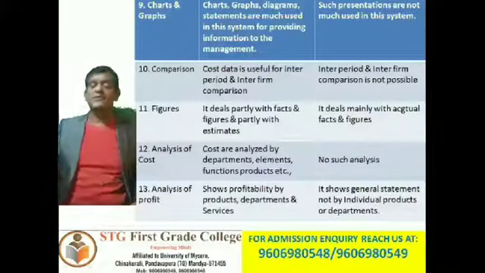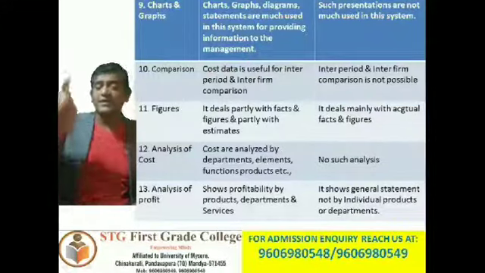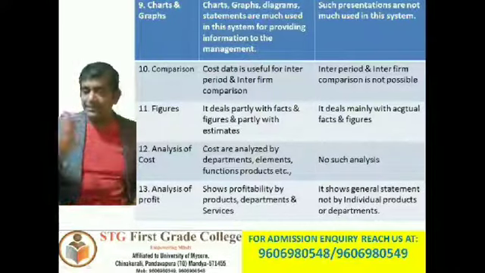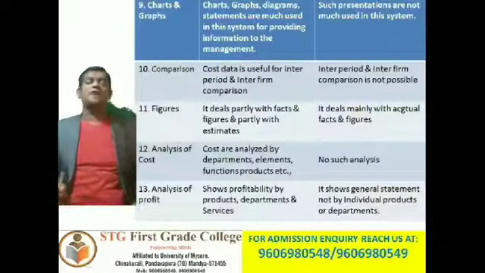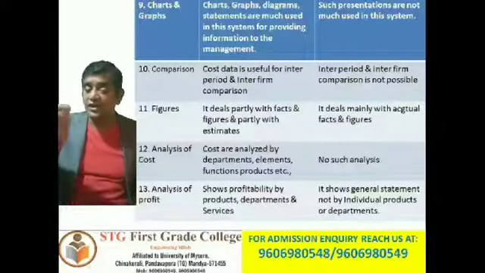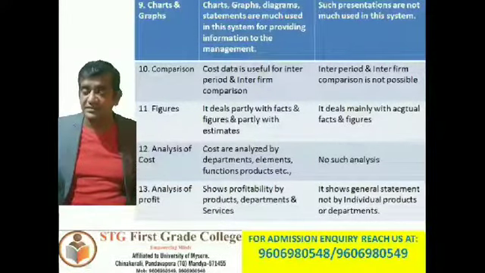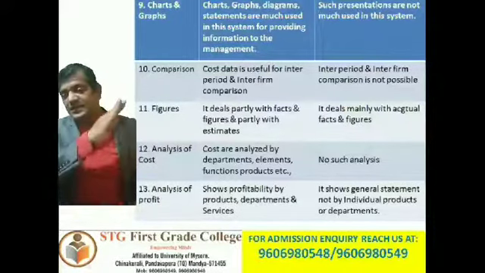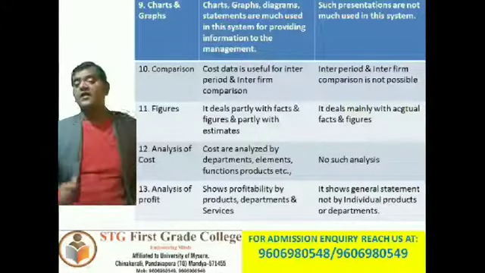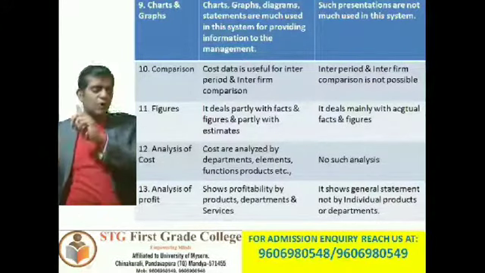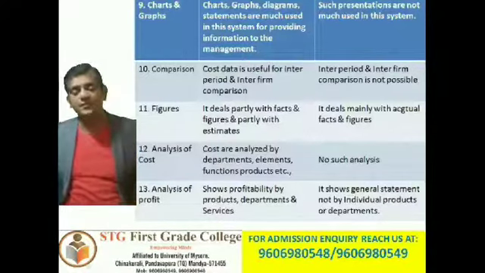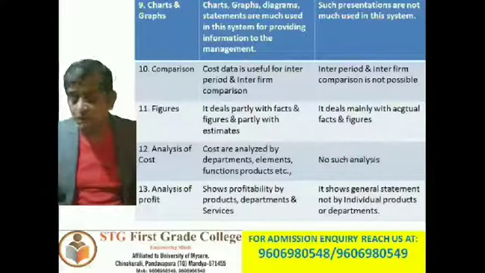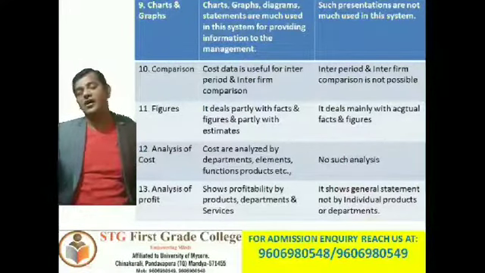So it shows profitability by products, by departments and services. Try to understand each department wise, each product wise, each section wise, or each service wise. It clearly gives you information about the profit earning capacity. But in financial accounting, it shows a general statement. It is just a general statement. Clear? Not by individual department, or individual product, or individual services. We don't get it individually. Clear? But as a general, yes, we get to know whether we will be under profit or under loss.